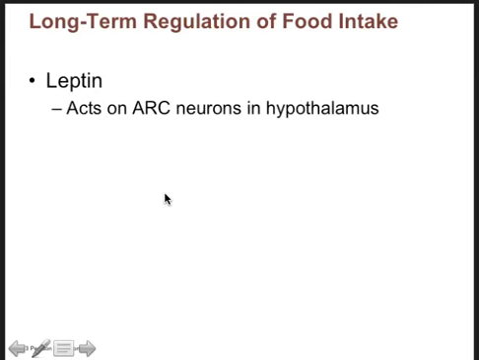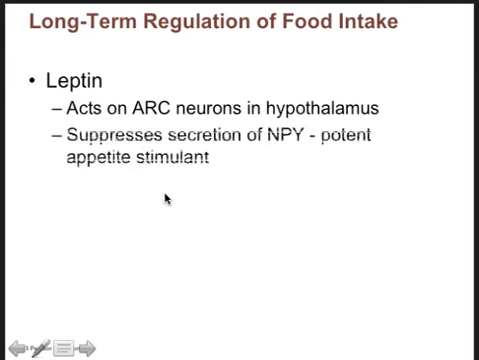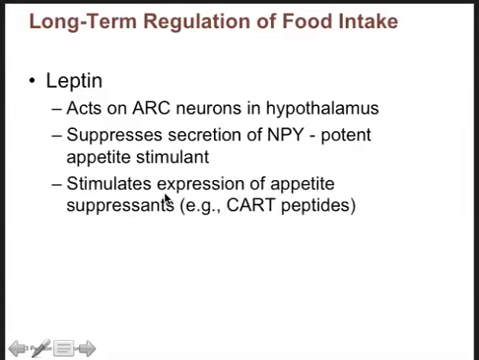Where does it act? Well, it acts on ARC neurons in the hypothalamus, and it suppresses the secretion of neuropeptide Y, which is an appetite stimulant. It also stimulates the expression of appetite suppressants, such as the CART peptides.